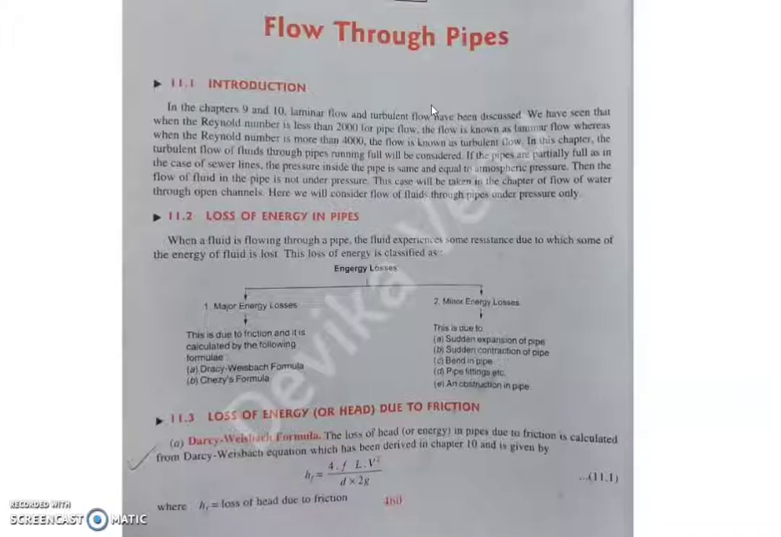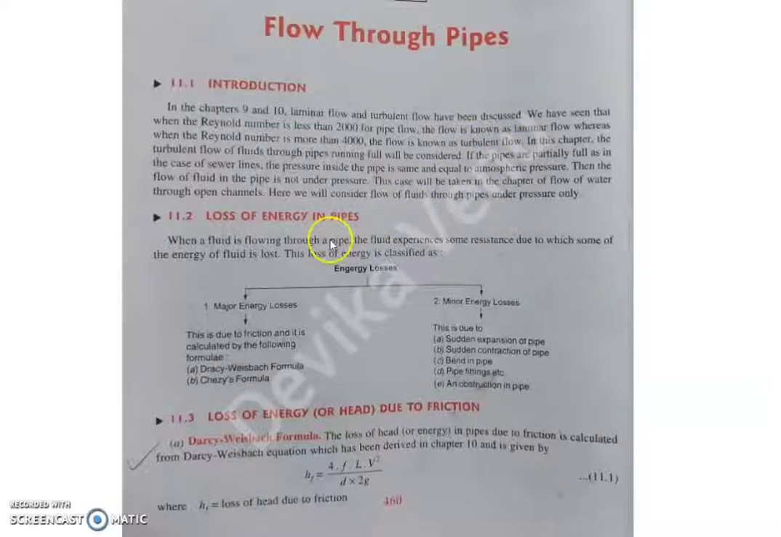If the Reynolds number is less than 2000, it is said to be laminar flow, and if it is more than 4000, the flow is said to be turbulent flow. You already know what laminar and turbulent flow are.